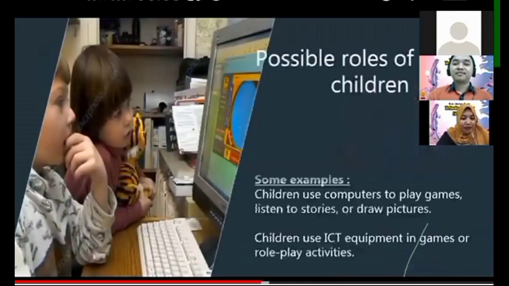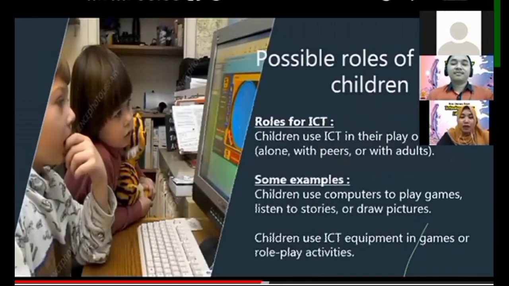Now, I would like to show you the possible roles of ICT for children. The first one, you can see from the picture there: children use ICT in their play or learning. It can be alone, with peers, or with adults. For some example activities, children use computers to play games, listen to stories, or draw pictures, and children use ICT equipment in games or role play activities. This is the first example if you want to apply ICT for children.